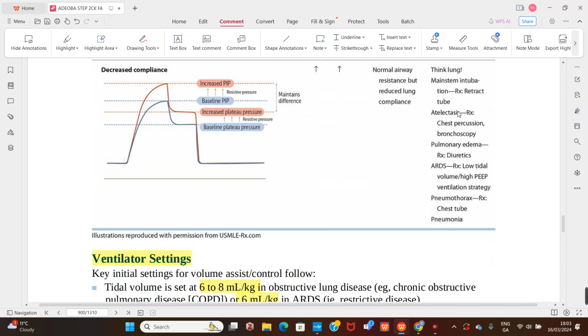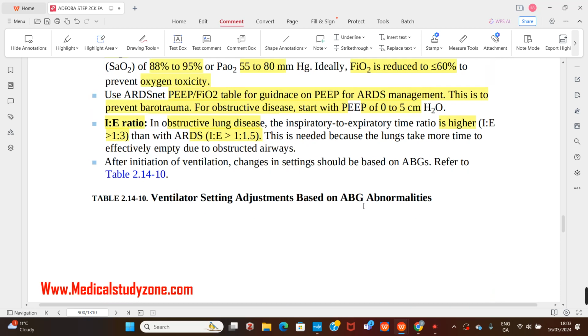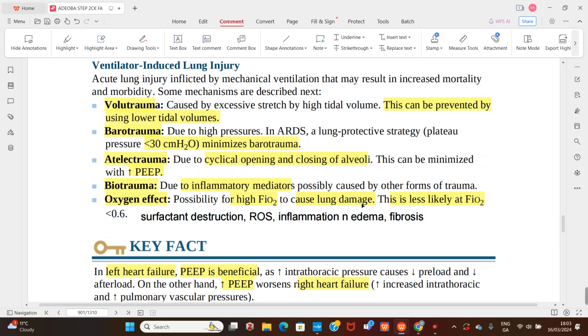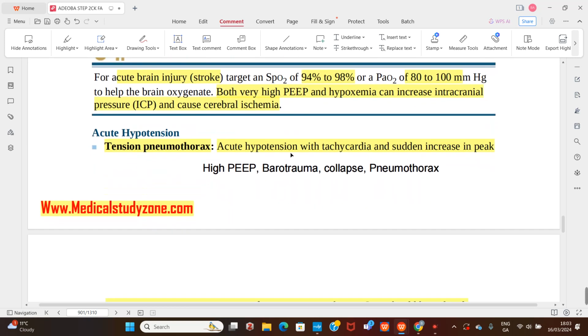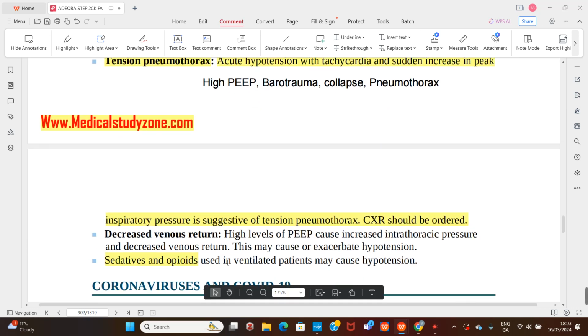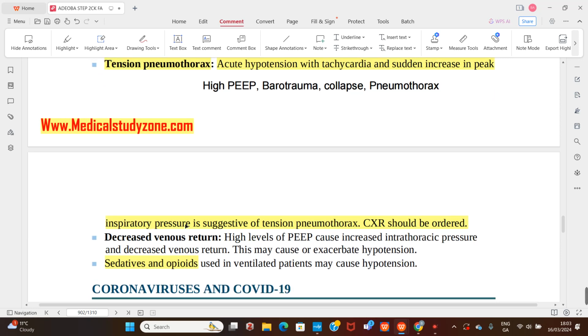Atelectasis will not explain hypotension. Pulmonary edema, no. ARDS, not really. But pneumothorax can cause obstructive shock, which can lead to hypotension. So you want to watch out for that. So hypotension in somebody with mechanical ventilation with a sudden increase in the peak inspiratory pressure, particularly you now noticing that from the plateau, you know that this is likely to be a tension pneumothorax. You order your chest X-ray, and you do your needle decompression.